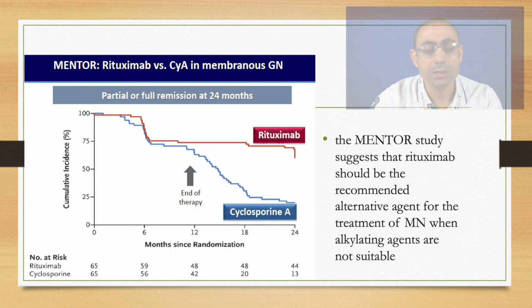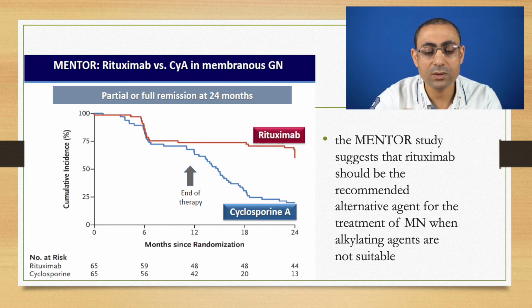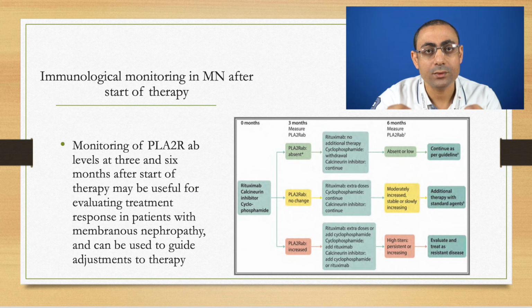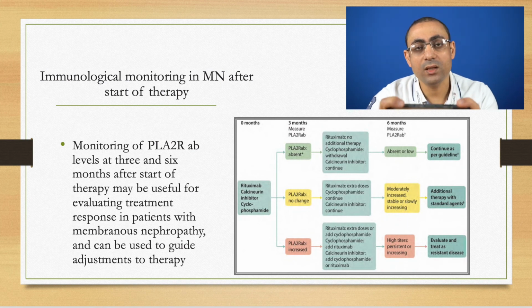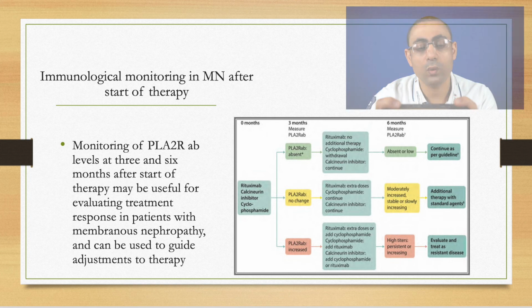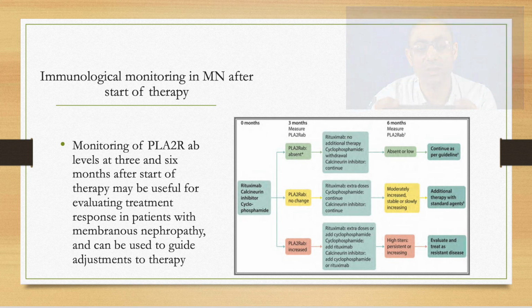And as we see here, the result of the MENTOR study shows that rituximab is superior to cyclosporine in inducing remission with an acceptable safety profile. The MENTOR study suggested that rituximab should be the recommended alternative agent for treatment of membranous nephropathy when alkylating agents are not suitable. Another important role for anti-PLA2R antibody is for monitoring the therapy.